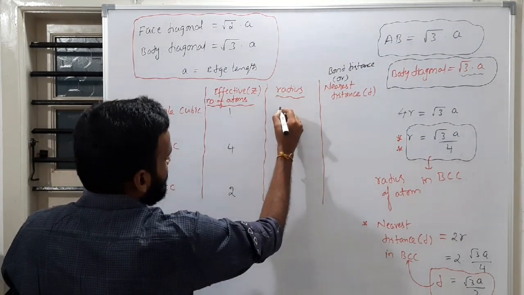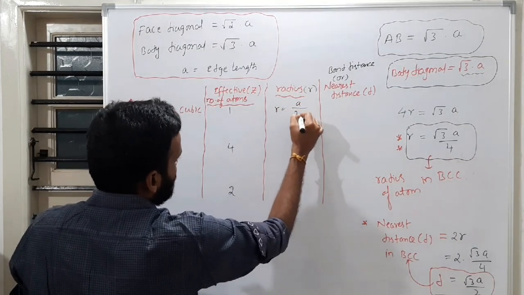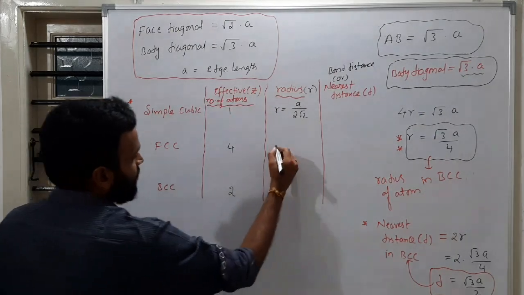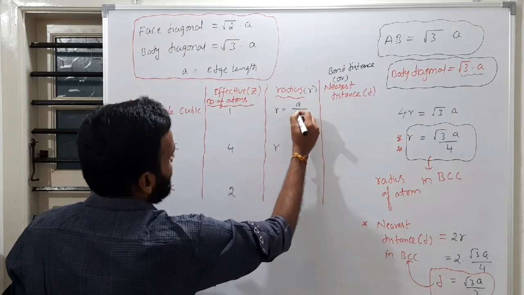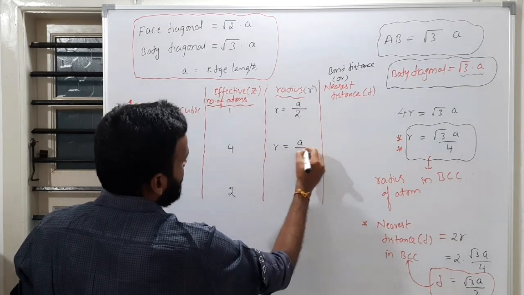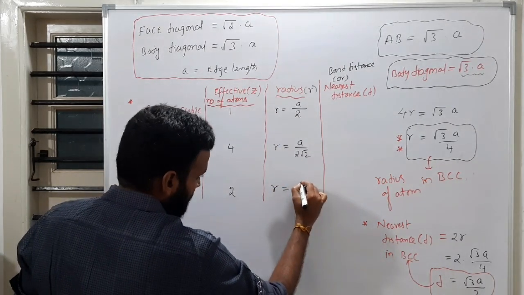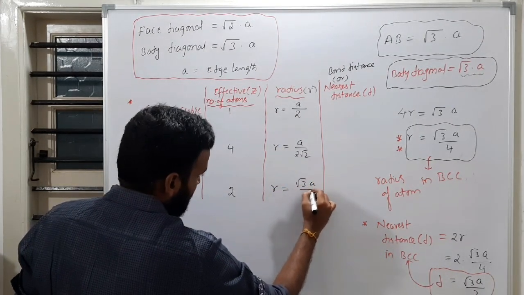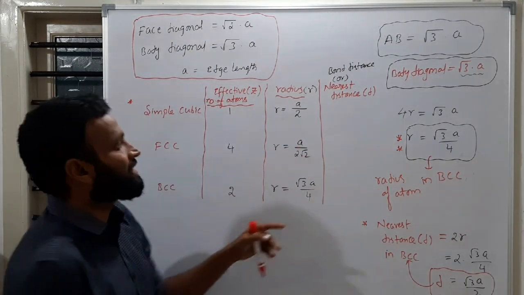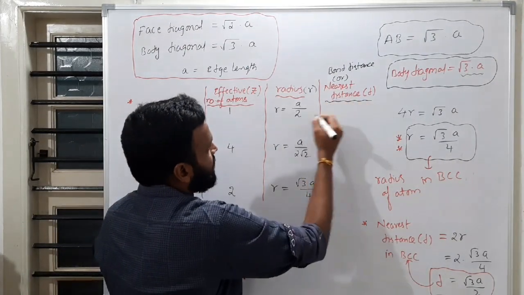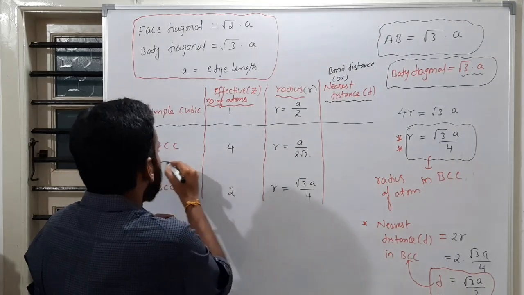Radius, just now I gave. So radius is r. Here, radius is a by 2. Here radius is a by 2 root 2. Okay, here r is just root 3 a by 4. Just multiply all by 2, then you will get the nearest distance. So what is the nearest distance for simple cubic? These are very important. This table is very important.